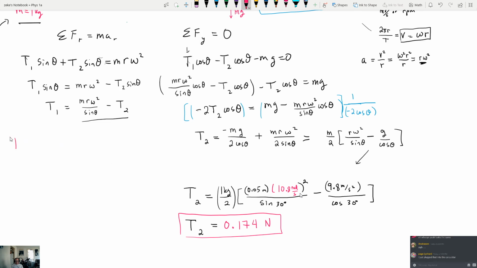And then if we want to find T1, do you all agree? Do you get the same number as me? Okay. T1 then is mr omega squared over sine theta minus T2. It's pretty much just going to be equal to this. So 1 kg multiplied by r, which was, I think, 5 centimeters, so 0.05 meters, and then times omega squared, which is 10.8. Sorry for being so confusing. I know physics is hard enough without me making all these mistakes.